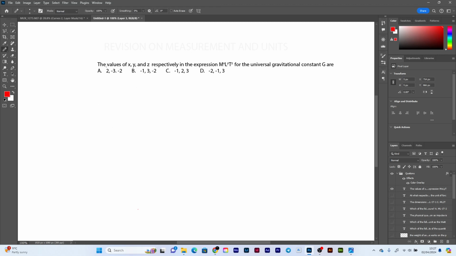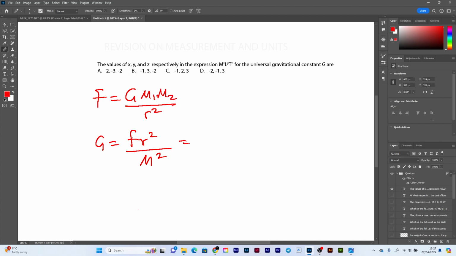The values of x, y, and z respectively in the expression M to the power of x, L to the power of y, t to the power of z for the universal gravitational constant G are. So what's the universal gravitational constant G? So we have that F is equal to G m1 m2 divided by r square, which is the distance square, right? Okay, so make G the subject of the formula. So we have G equal to F r square divided by m square, because this is mass, so let's just write it as m square. So what's the dimension for force?